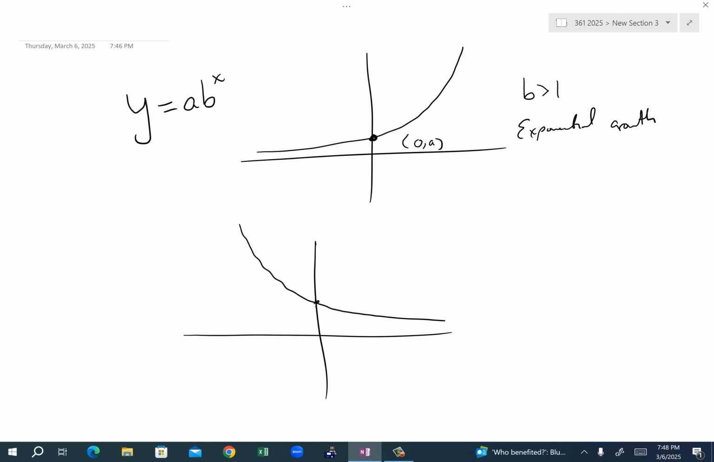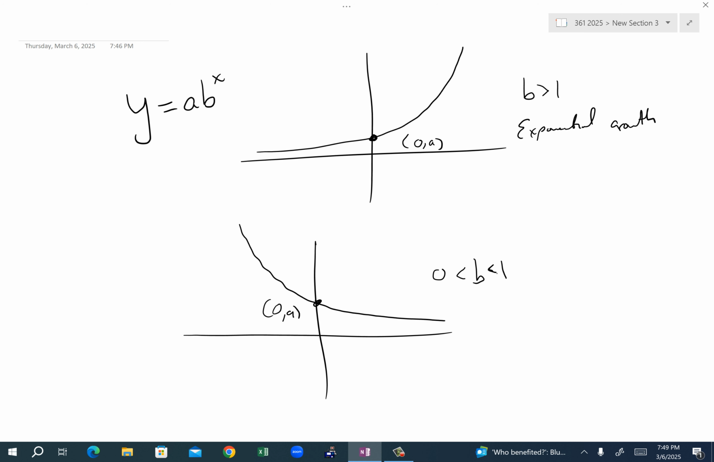Decay is similar, except that this scenario, of course, looks like this. And as it also crosses at (0, a), it's going down. It's going down because b is between 0 and 1. Now, you'll note that b cannot be negative. Because what would happen? Every time you multiply by a negative, it would go positive to negative, positive to negative, positive to negative. That's ridiculous.